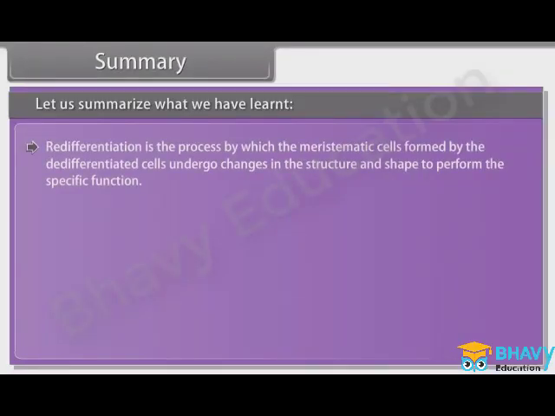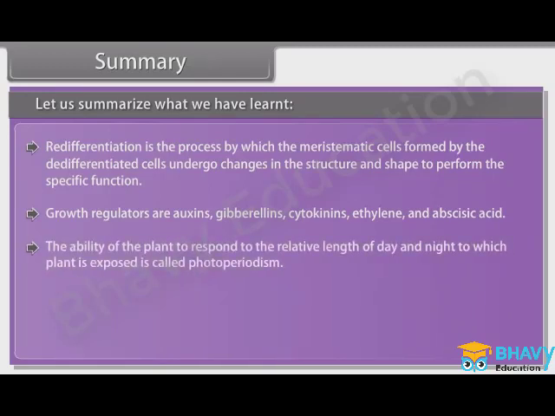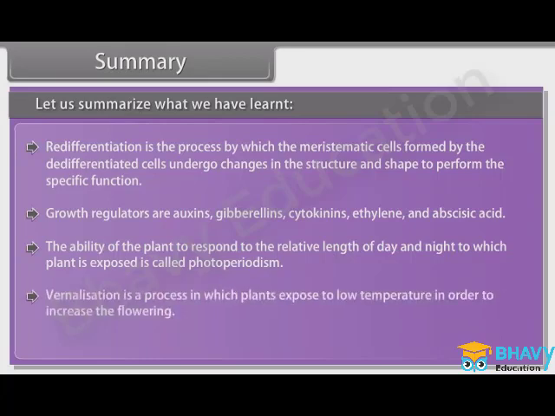Redifferentiation is the process by which the meristematic cells formed by the dedifferentiated cells undergo changes in the structure and shape to perform the specific function. Growth regulators are auxins, gibberellins, cytokinins, ethylene, and abscisic acid. The ability of the plant to respond to the relative length of day and night to which the plant is exposed is called photoperiodism. Vernalization is a process in which plants are exposed to low temperature in order to increase flowering.